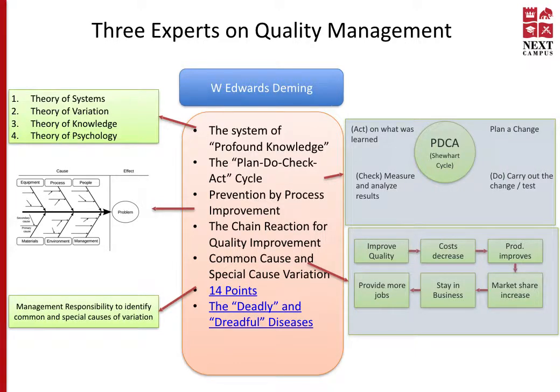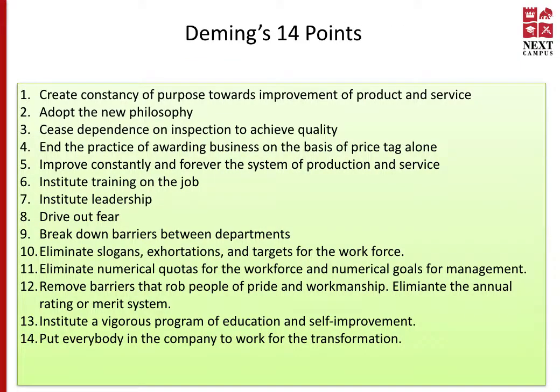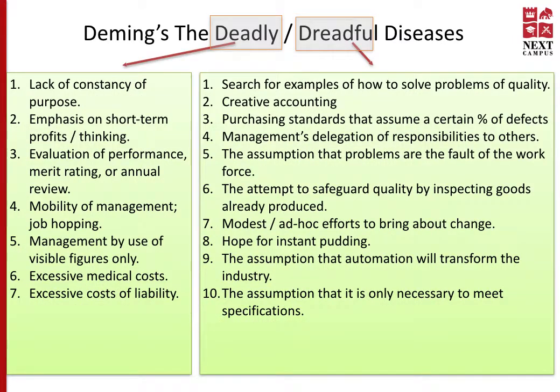The prevention by process improvement is very popular in organizations where they have brainstorming sessions to identify the root cause of a problem. They use brainstorming sessions and develop a fishbone diagram to find the 20% of the issues that contribute towards 80% of the problem. These are Deming's 14 points, self-explanatory, and Deming's deadly and dreadful diseases.